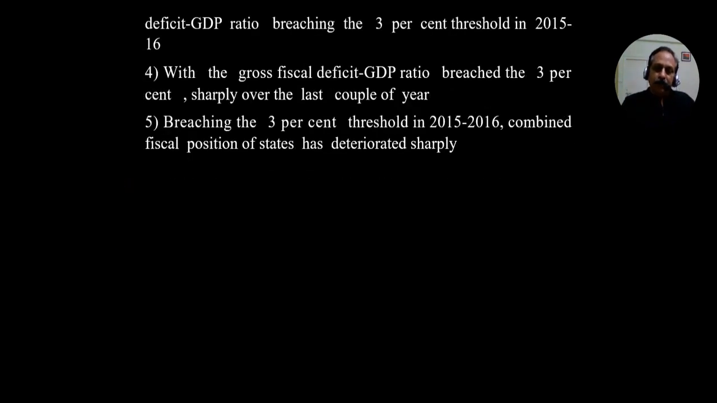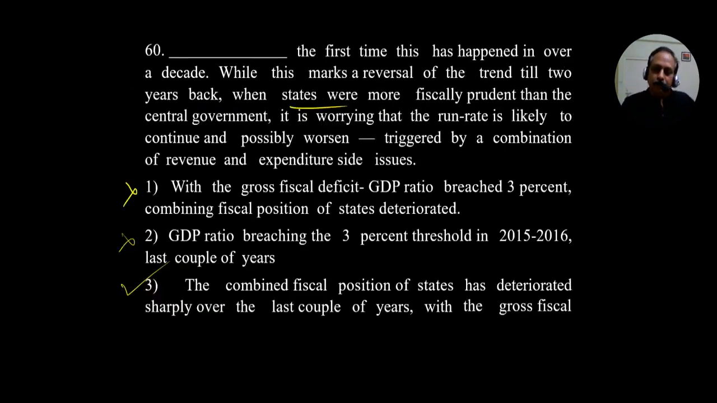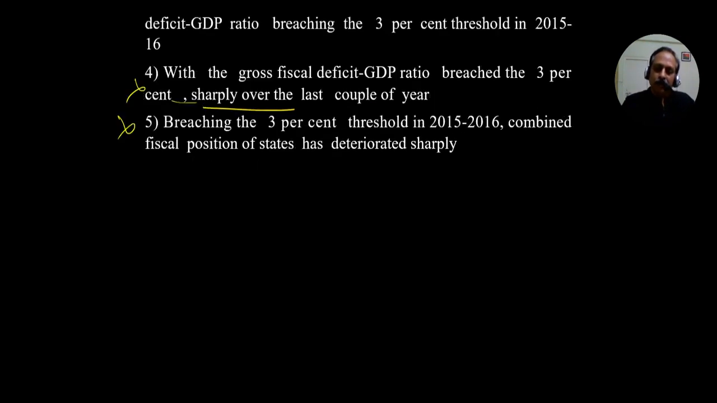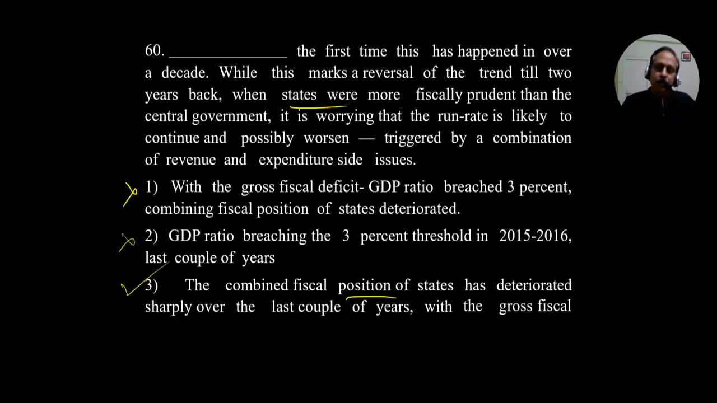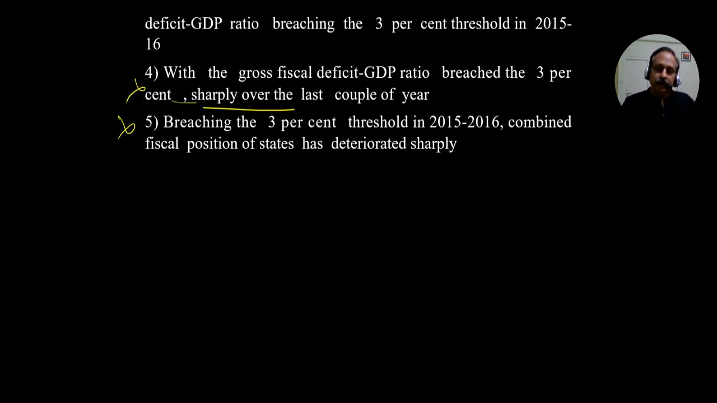The option should be grammatically correct. With the GDP ratio breached the 3% sharply over, that is not correct. You should know why you have to eliminate. Breaching the 3% threshold in 15-16, combined fiscal position of states has deteriorated sharply. No. Look at the third option. The combined fiscal position of states has deteriorated sharply over the last couple of years, with the gross fiscal deficit GDP ratio breaching the 3% threshold in 2015-16. After that, it goes with the first time this has happened in over a decade.